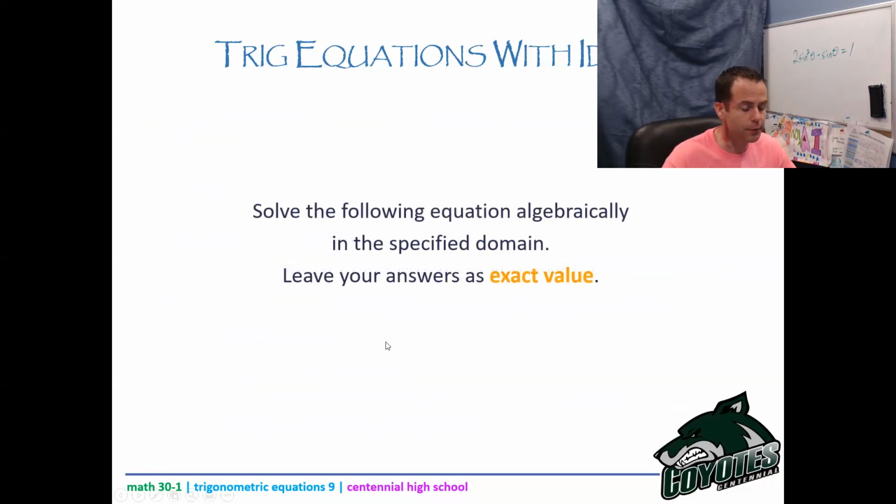Okay, so for these first couple of questions, the directions say solve the following equation algebraically in the specified domain. Leave your answer as an exact value. Just a quick point on this. We're being nice to you here by saying leave your answer as an exact value. The general rule on any diploma exam that you would write is that if rounding instructions are not given to you, then you have to answer with an exact value. So if they don't say round to the nearest hundredth, they're expecting a non-rounded answer. Just something to keep in mind.